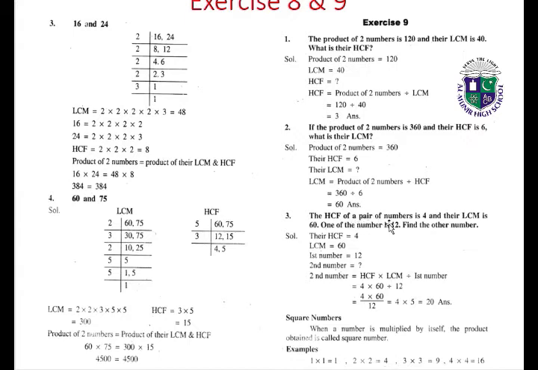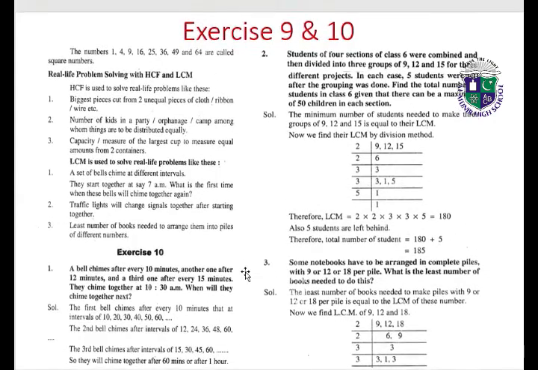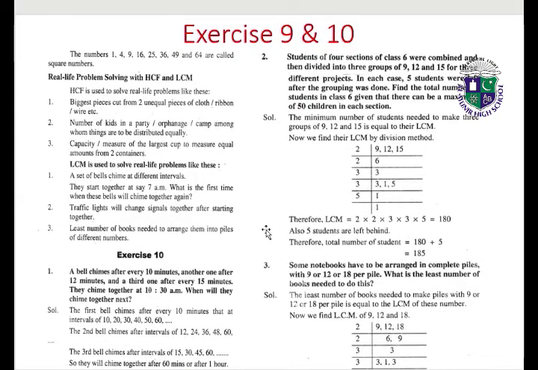The ACF of a pair of numbers is 4 and their LCM is 60. One of the numbers is 12, find the other number. Their ACF is 4, LCM 60, first number 12, find the value of the second number. Second number is ACF multiplied by LCM divided by first number: 60 multiplied by 4 divided by 12. 12 5s are 60, 4 multiplied by 5, 4 5s are 20. 20 is the other number. Exercise 9 and 10.